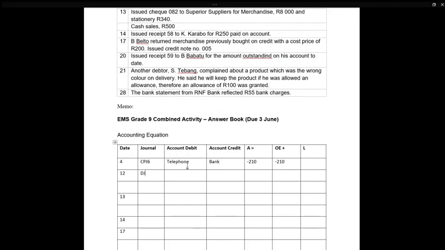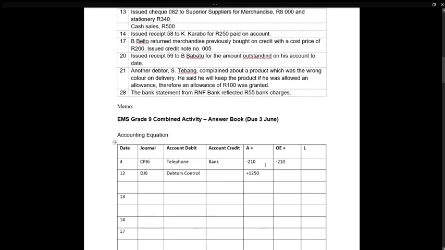This is a transaction that would have taken place in my debtors journal 6. I sold stuff on credit, therefore my debtors control account will increase. More money is being owed to me. Debtors control account is classified as an asset. Okay, that's why it's being debited. Assets increase in the debit side. Assets will increase with, the amount was R1,250. Okay, and why did it increase? Because I had sales. Sales is classified as an income, and income will always have a positive influence on owner's equity. Always.